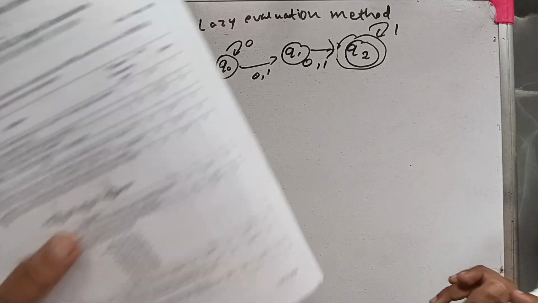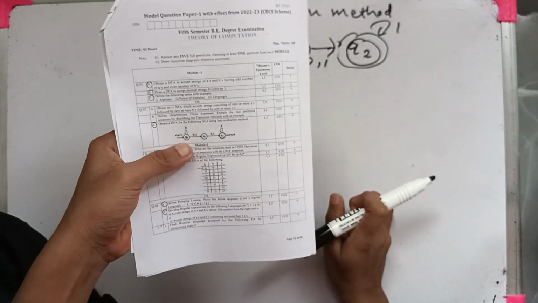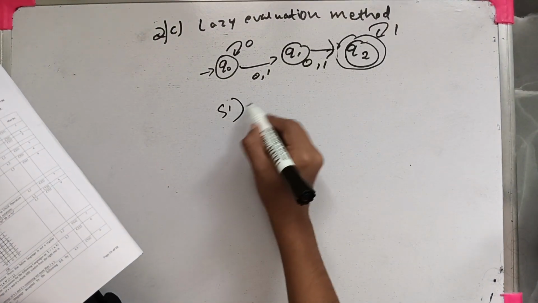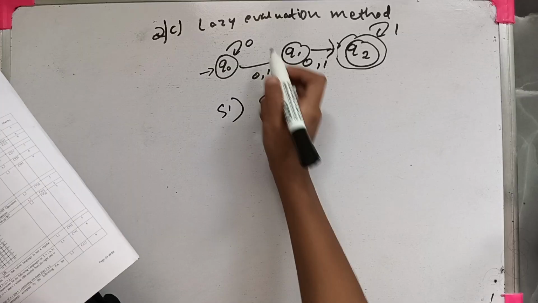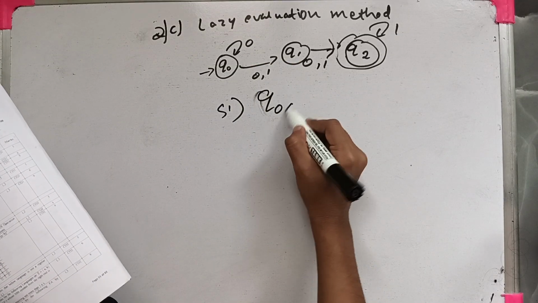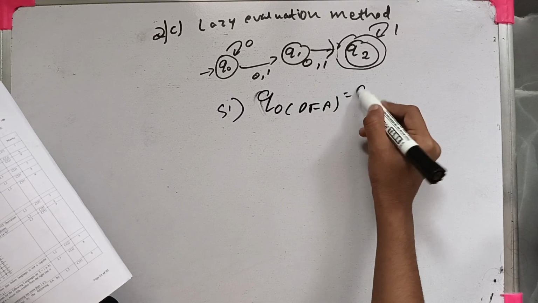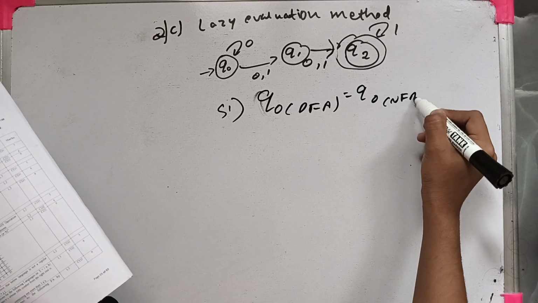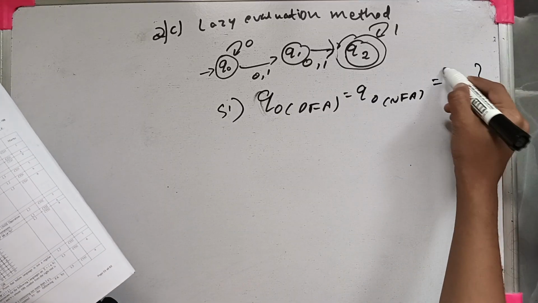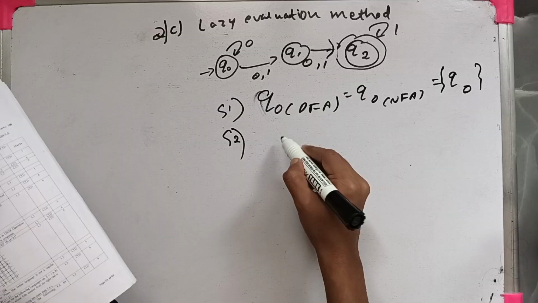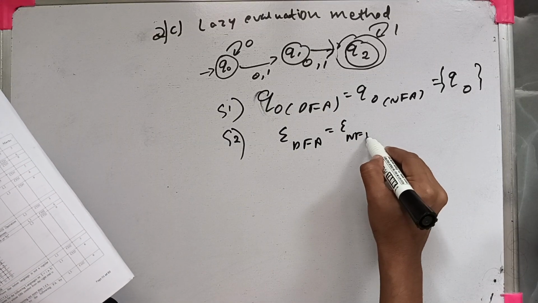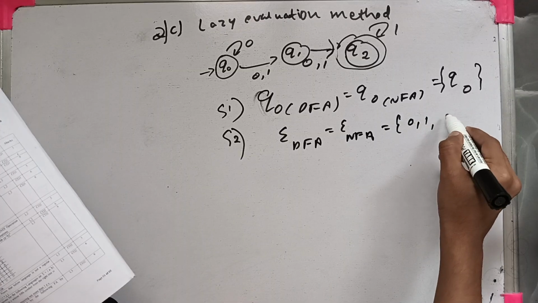Next question is 2C, that is the lazy evaluation method. It consists of five steps. In the first step we write the number of states, that is, the starting state of the DFA or the starting state of the NFA is nothing but Q0 here. Okay. Next, in the second step, mention the input alphabet. The input of the DFA or NFA is nothing but 0 and 1.